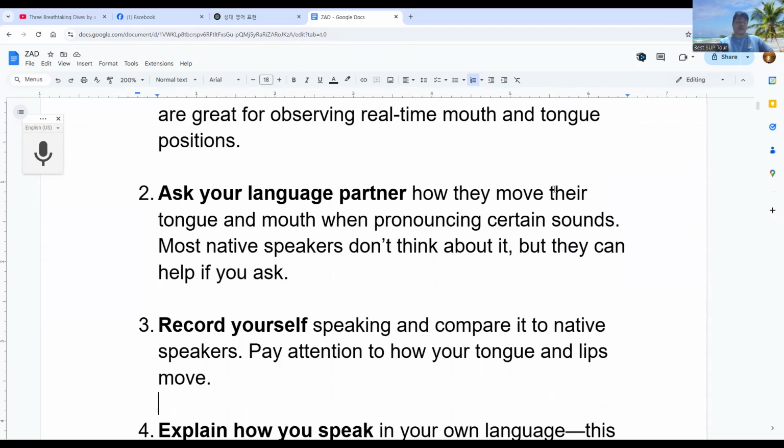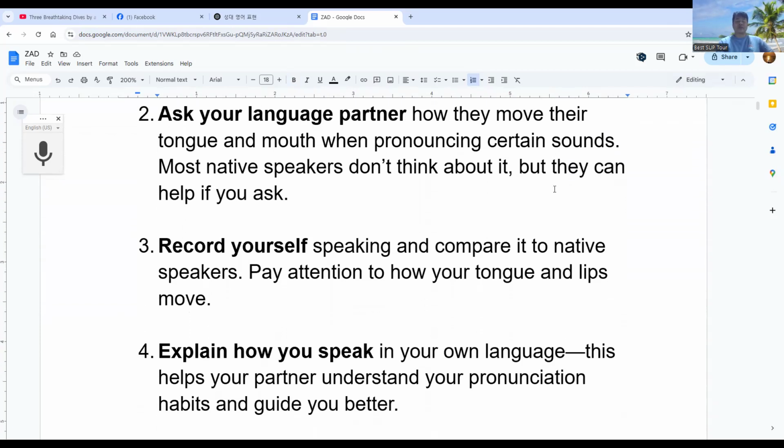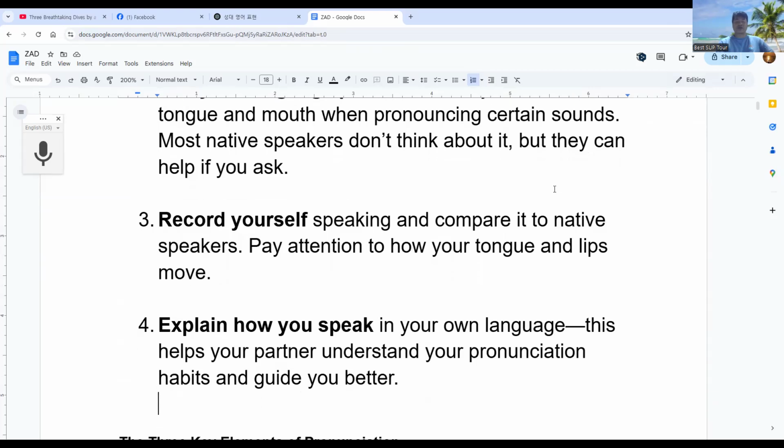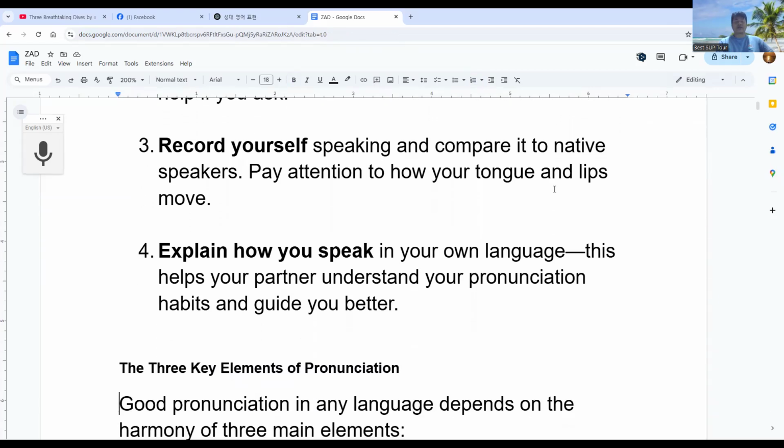Record yourself speaking and compare it to a native speaker. Pay attention to how your tongue and lips move. Explain how you speak in your own language. This helps your partner understand your pronunciation habits and guide you better.